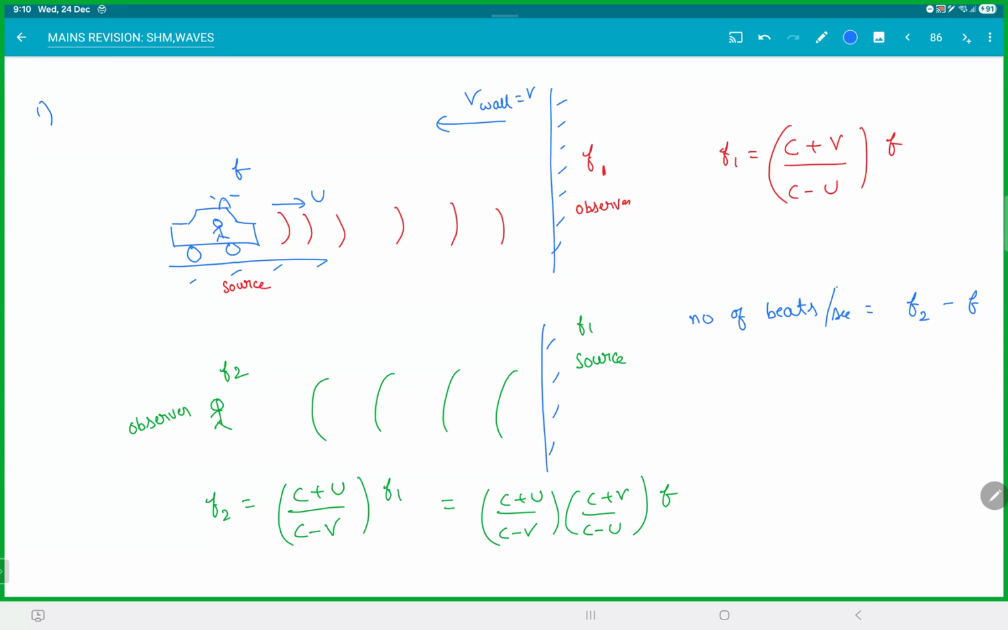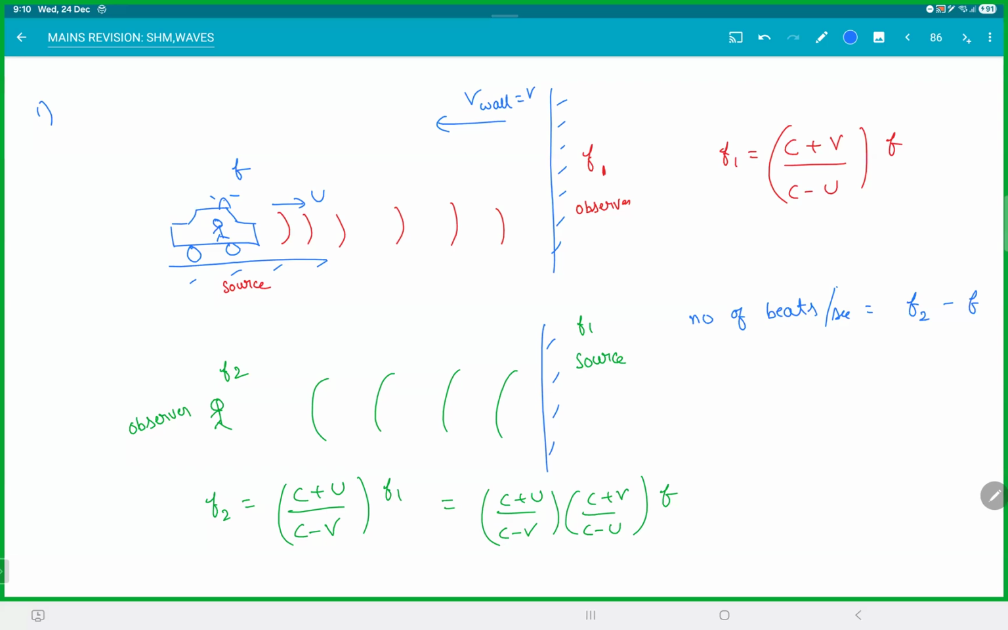Is that clear, everyone? Got this? Suppose if I ask you this question, what is the wavelength seen by the car driver for the echo? What is the apparent wavelength seen by the wall? Find the apparent wavelength seen by the car driver. I told you that. You need not do anything there. It is there in the formula only.